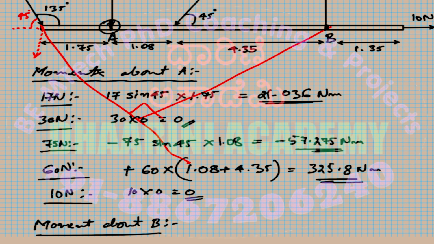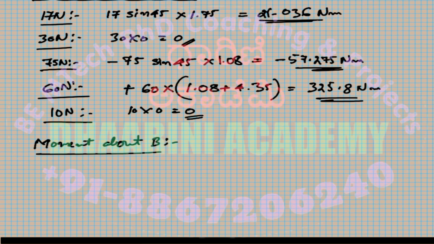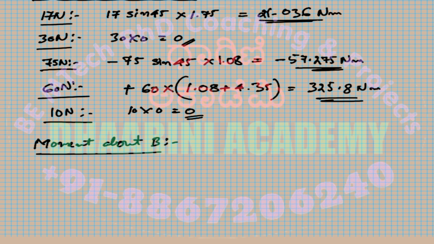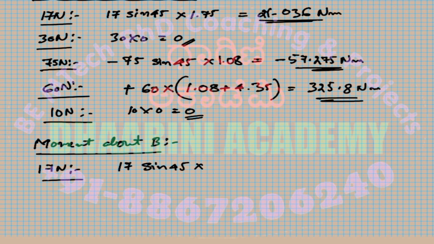So because of that, what we are going to do now is split this into two parts, horizontal and vertical, out of which horizontal passes through B. You don't have to find that component's moment. I just have to find out the one which is vertical. So first one, the 17 Newton force. The moment is now, the vertical component is 17 sine 45, into the distance.